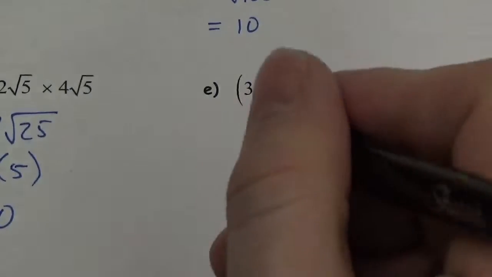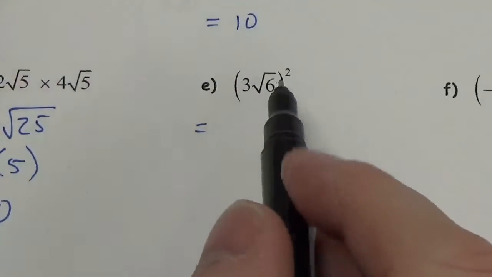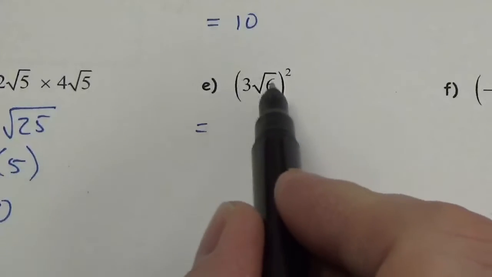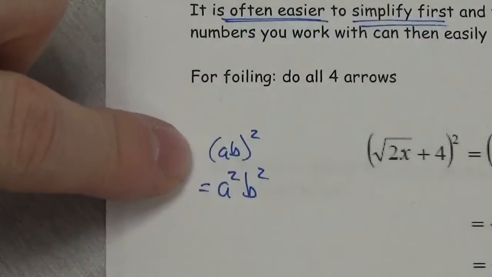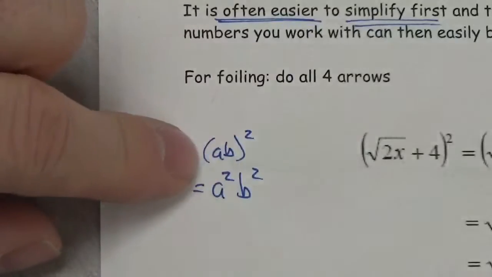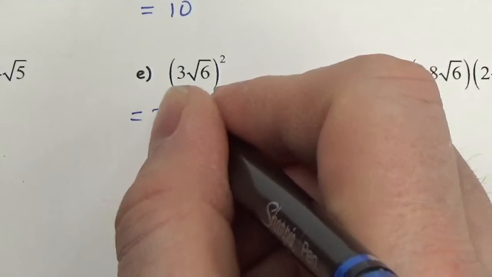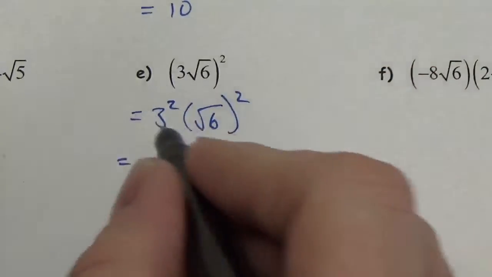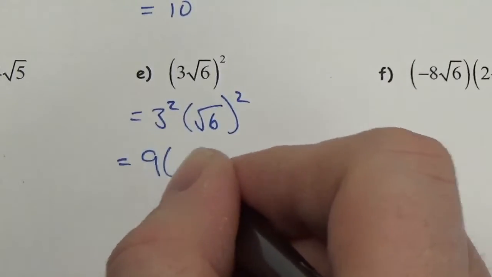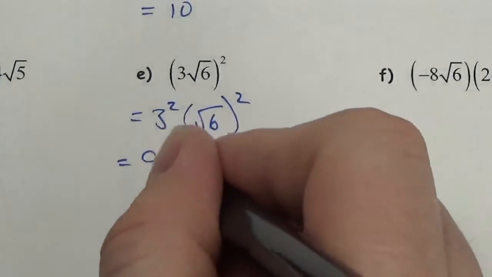Oops. So this one right here, 3 root 6 squared. Well, I got to be careful with that square there. But in this case, it's not a binomial. This is just a monomial being squared. Because of that, that looks a lot like this, not like this. So here I can actually distribute the square through. So I can make that 3 squared and root 6 squared. So in this case, 3 squared is going to be 9. Root 6 squared is going to be 6.